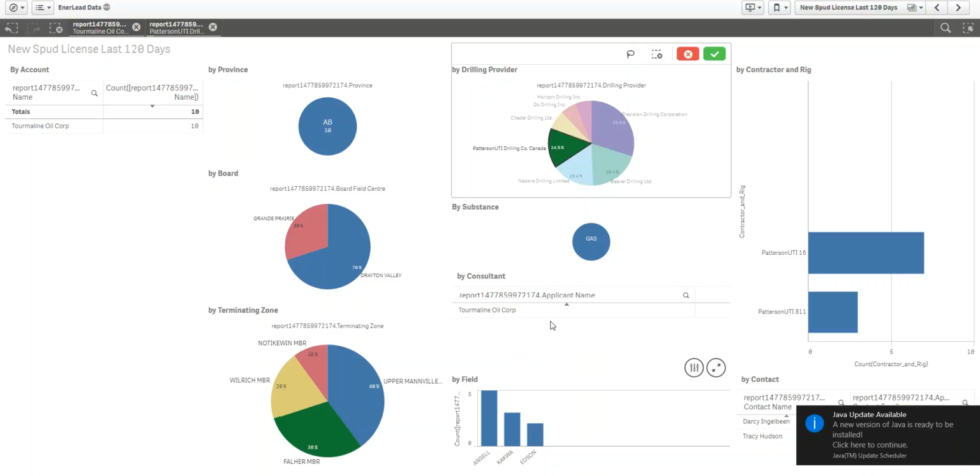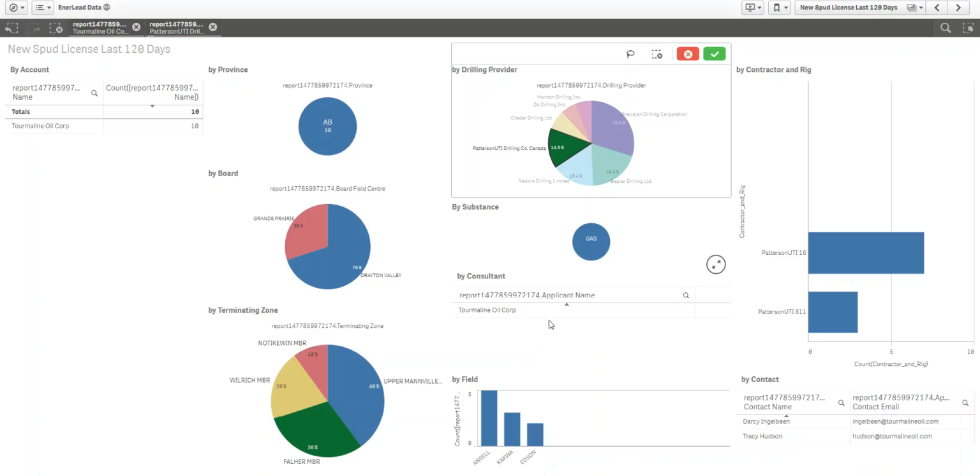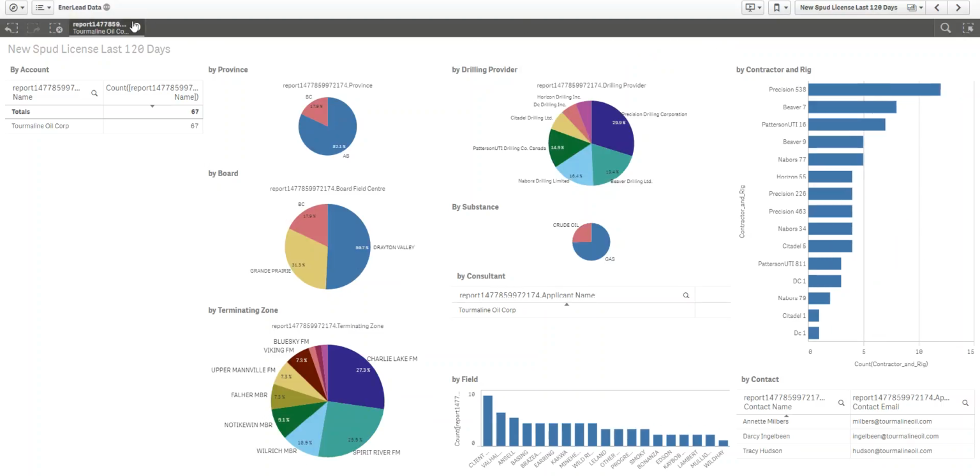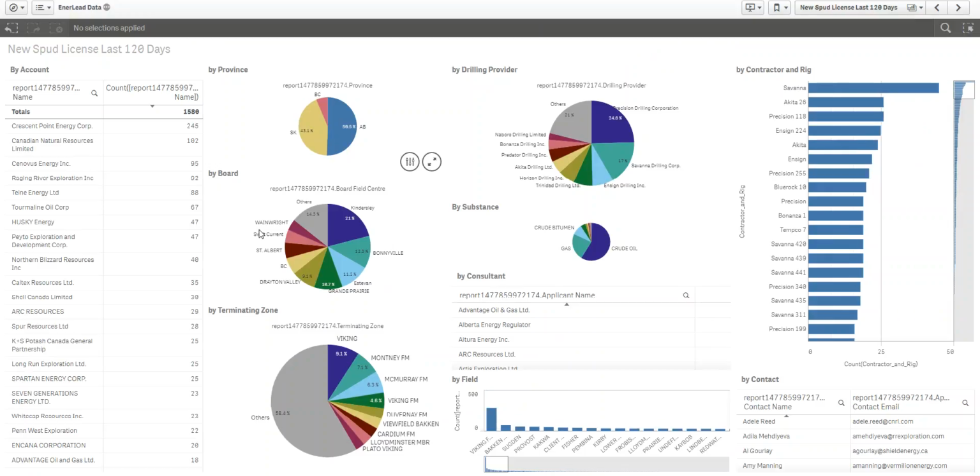Here are some people associated with those particular licenses, and the areas and the fields that they're operating in. So what I've showed you here, when we look at Spud licenses, these are companies that have actually drilled wells. We're using the same principles of using the geographic distribution, but we've got a new piece of information here with regards to who is the drilling provider they're using, which can help us when we're positioning our products and services.